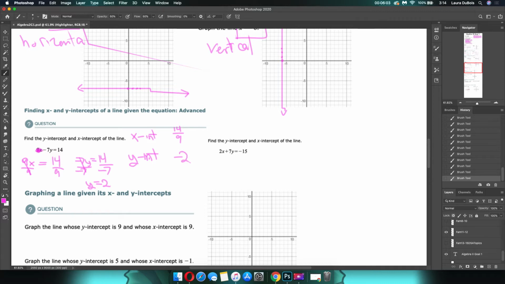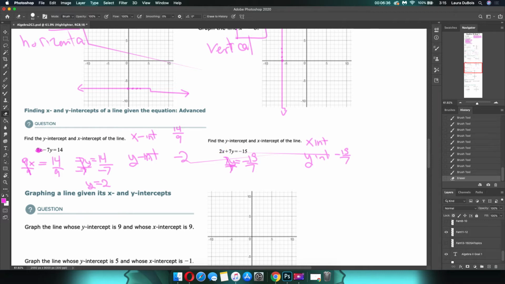There we go. Same thing is going to be happening over here. You're going to have an x-intercept and a y-intercept. You're going to take one of them and cover it up. So let's do the y-intercept first. We're going to cover that up. 7y equals negative 15. Divide by 7, divide by 7. So our y-intercept is going to be negative 15 over 7. Okay? So far, so good.